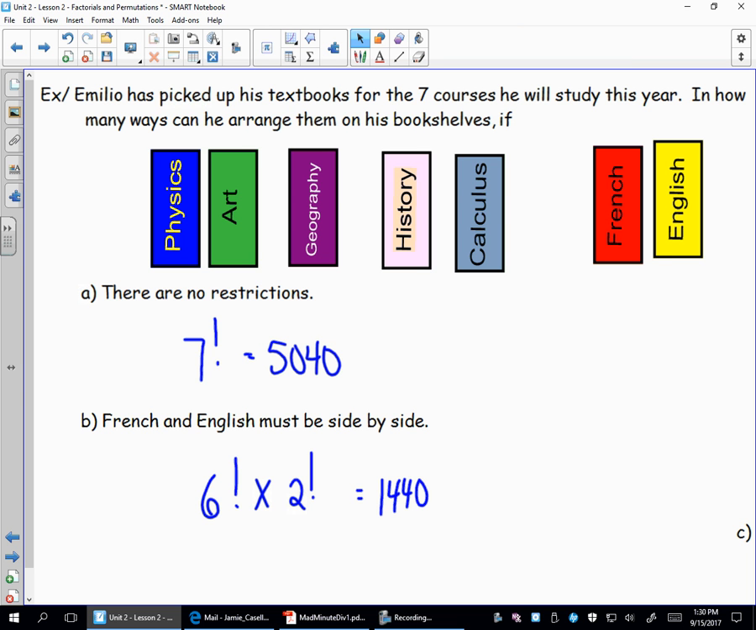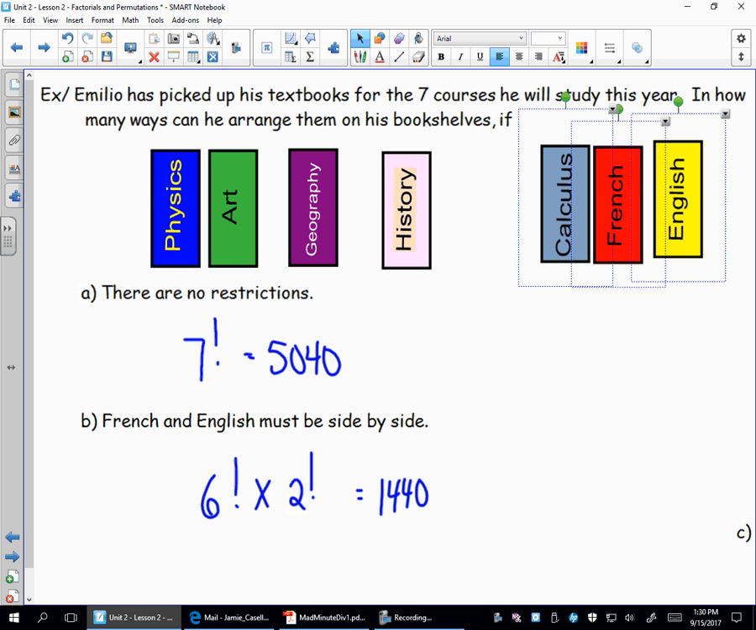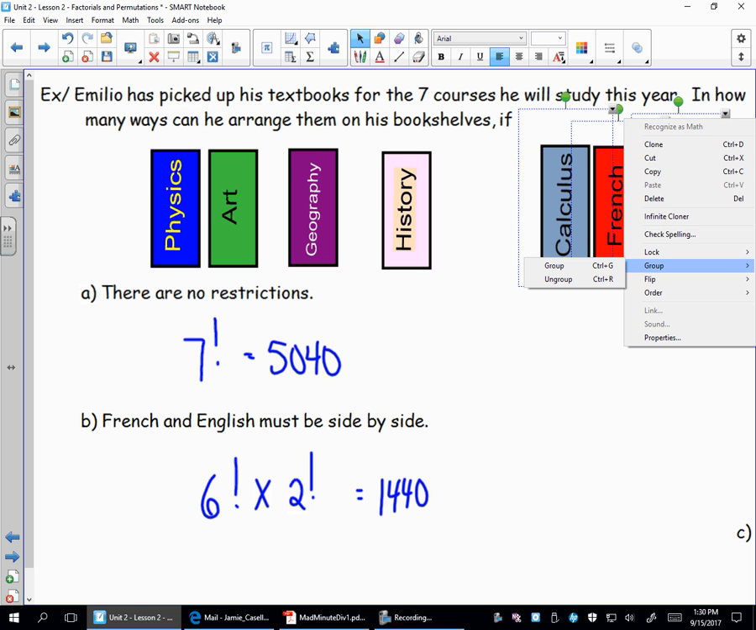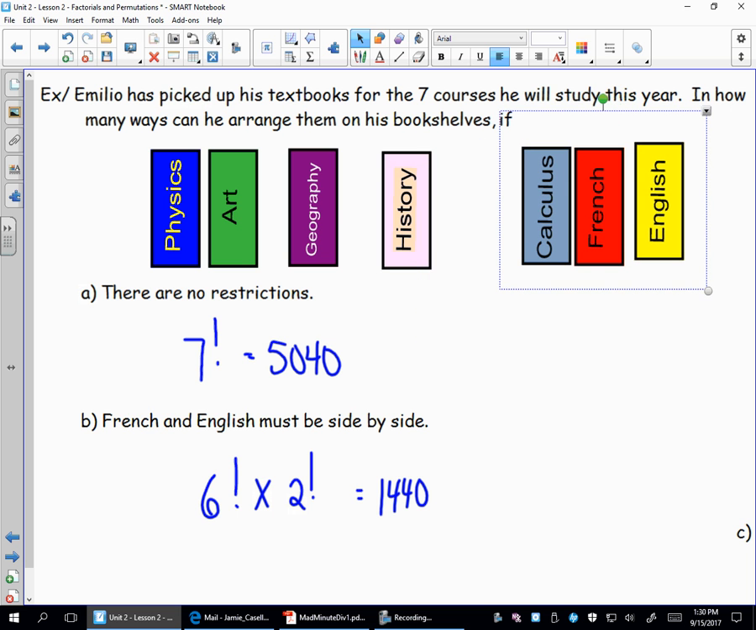I know this is not the next question, but just to point out, if you had three things to arrange, let's say calculus had to be with them also. Well, you'd have this group of three, we'd group it. So we'd have the group plus 4 individual, which makes 5 factorial things. And the group itself can be arranged in 3 factorial ways.